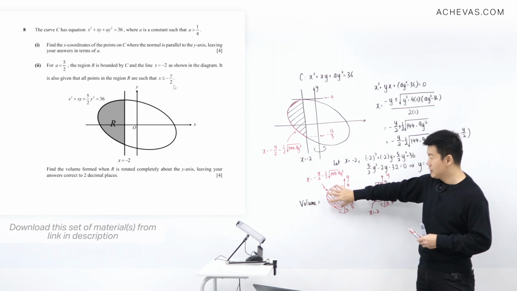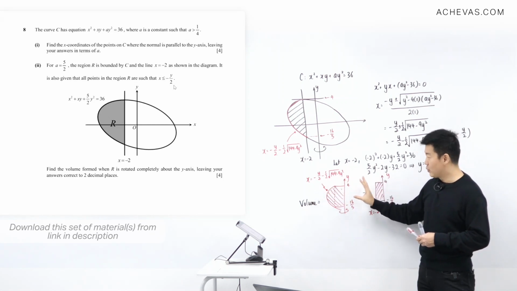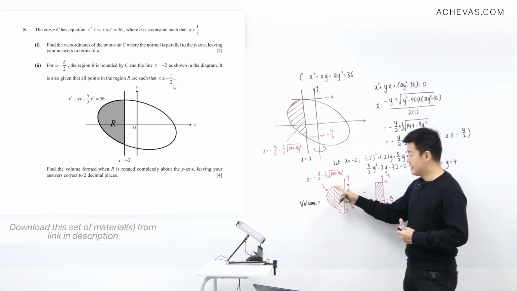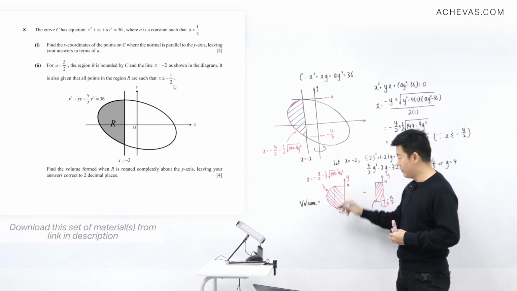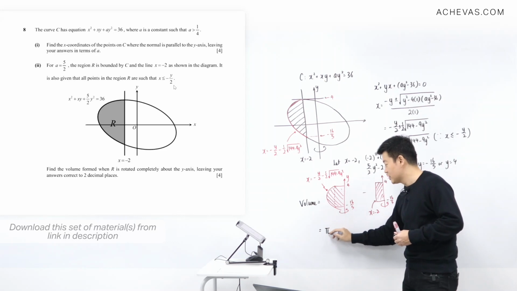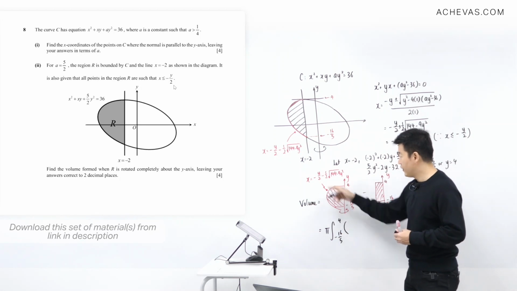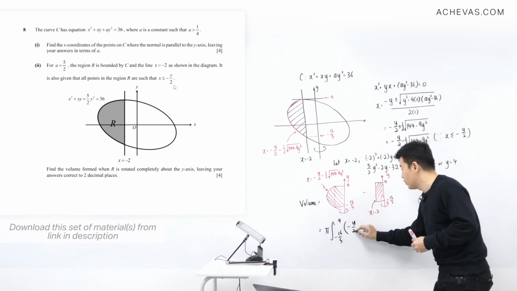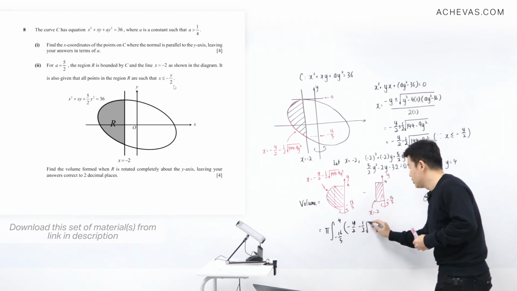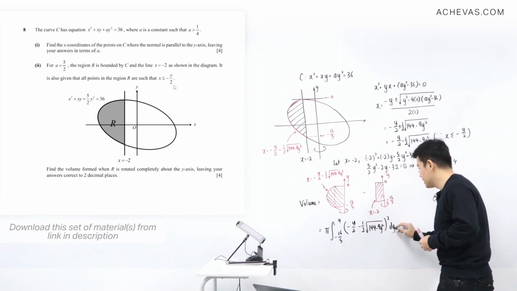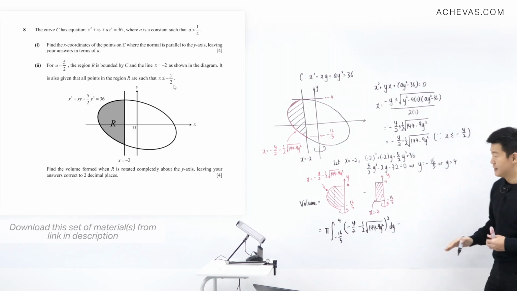So I'll be taking this region, revolve about the y-axis, minus away this region, revolve about the y-axis. And since this region is bounded by this graph, using integration, it is going to be pi integrating from negative 16 over 5 all the way until 4 of this square, minus y over 2 minus 1 over 2 squared, root of 144 minus 9y squared. Then square this dy, minus away this cylinder.